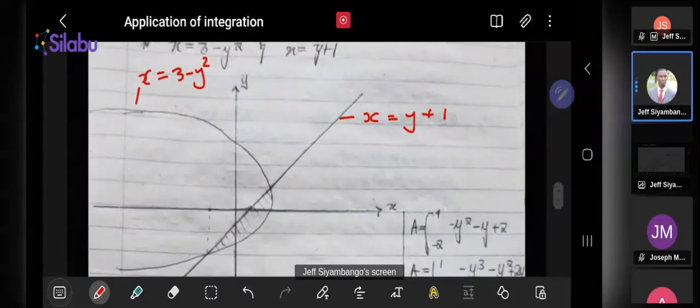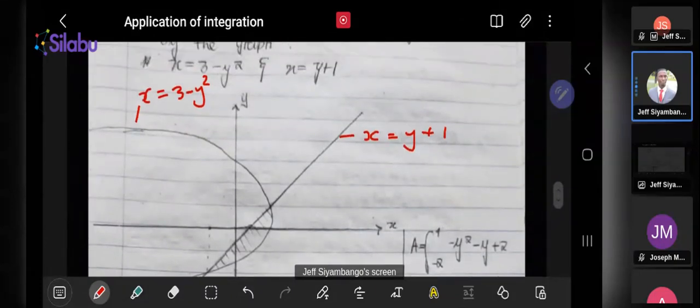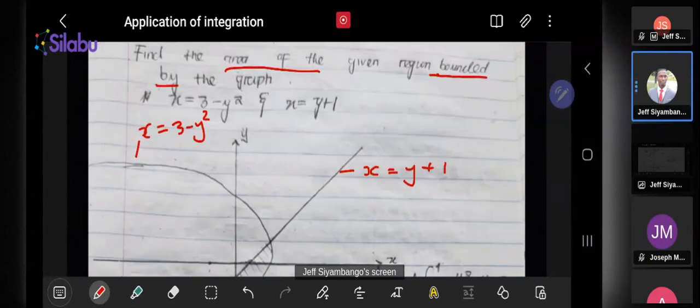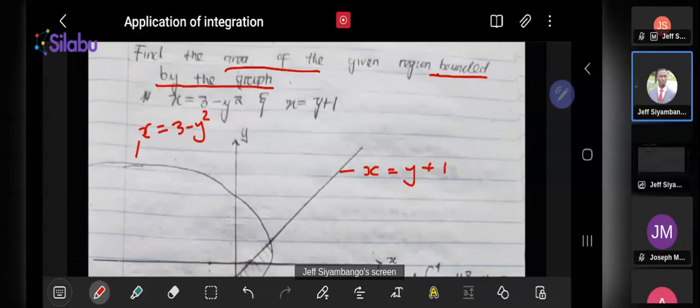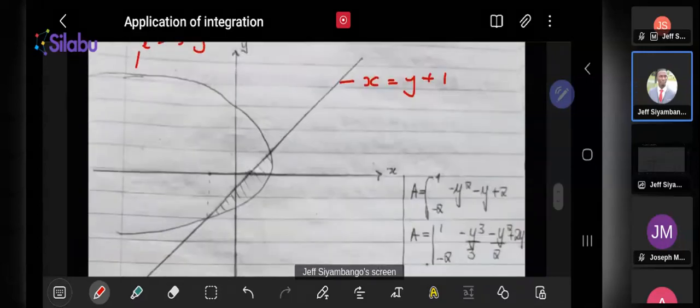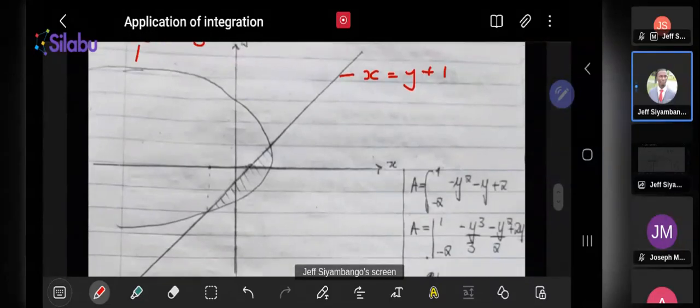So when you plot this, the question is only saying that the region bounded by the two graphs. To bound, of course, as we discussed last night, is basically just to enclose, or the two graphs form the boundaries of that area. So the only area here that you can see bounded by the two graphs.